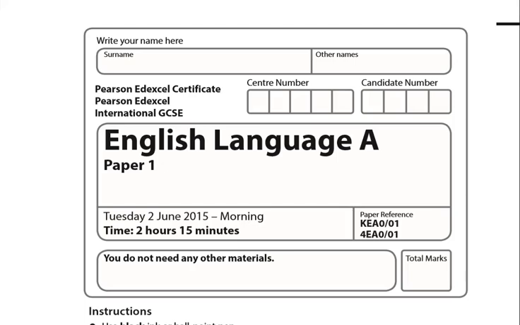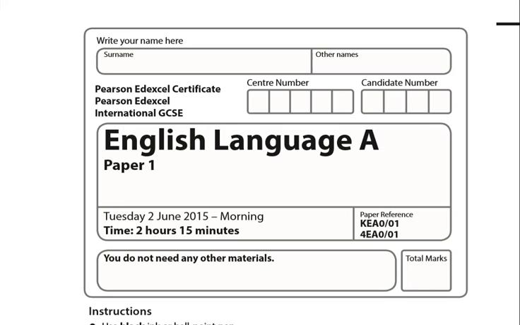I'm going to use the paper 1 exam paper that was set in June 2015, so the most recent past paper we have, to show you the types of questions that come up in relation to the unseen non-fiction text, and to explain to you how you can tell from the wording of those questions the types of answers that are required.